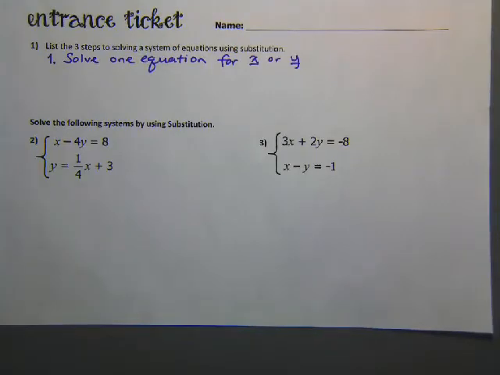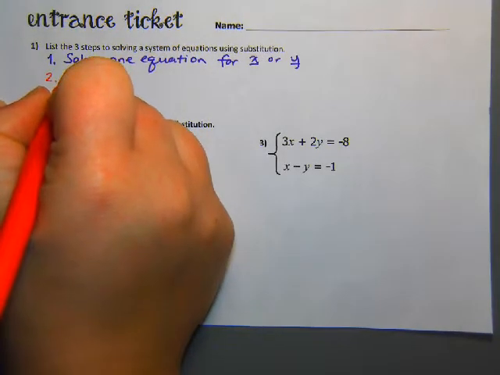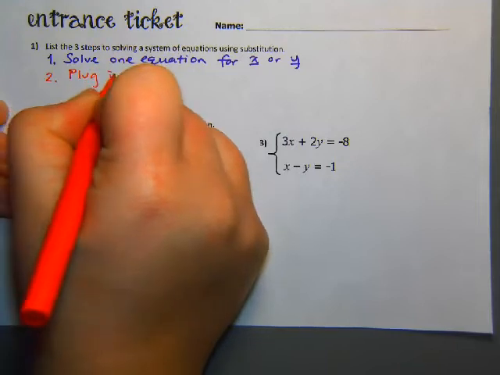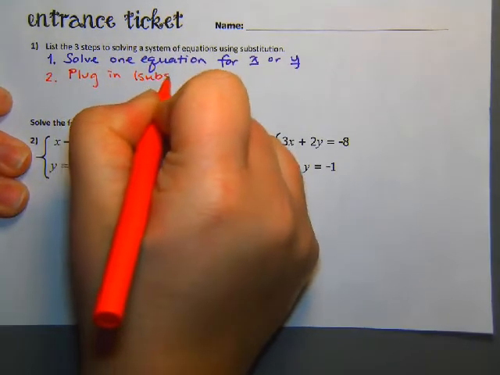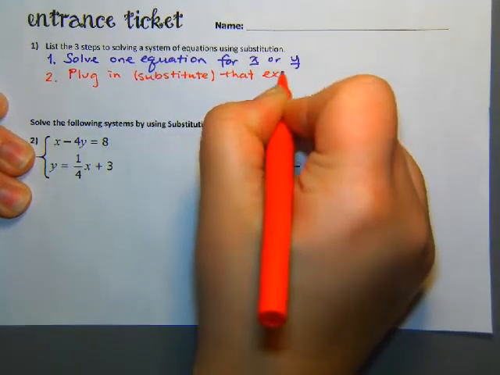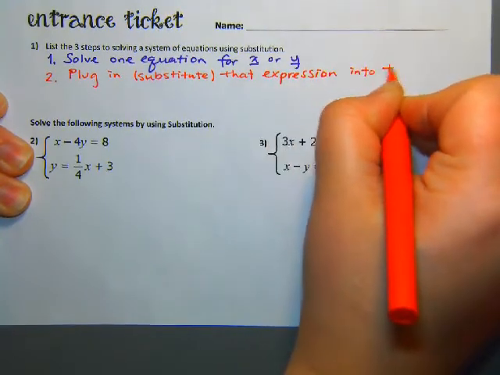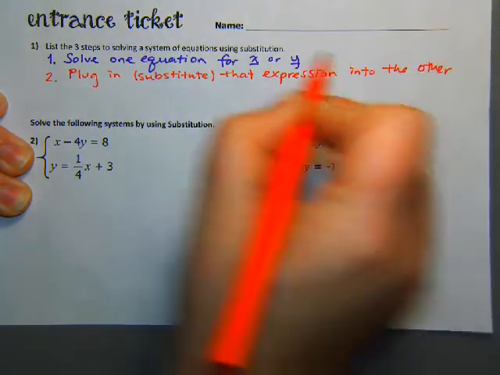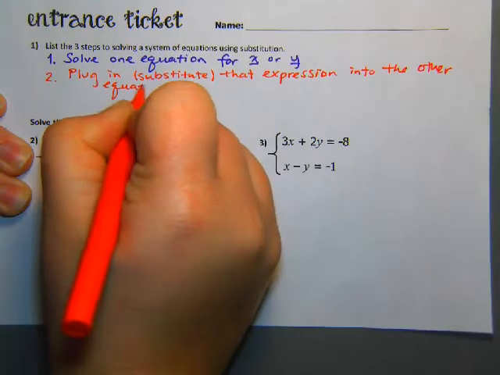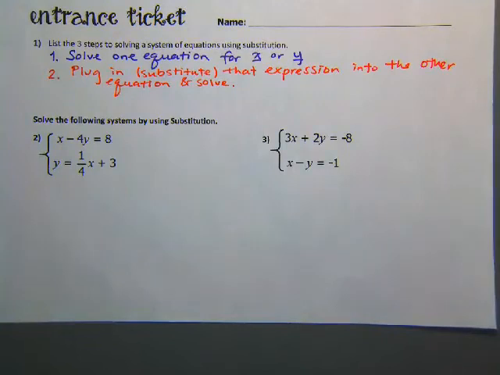Then step 2 is to plug in, or the correct mathematical word, substitute that expression into the other equation and solve. Because when you substitute that expression in, you should get down to one variable, and when you have one variable and one equation, you can solve it.